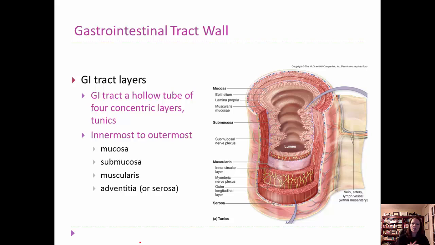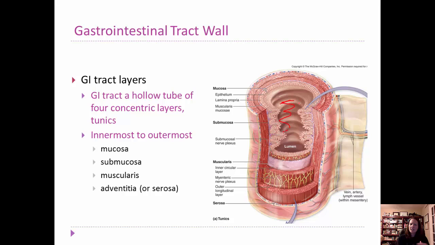So the innermost is going to be the mucosa, and that is going to be the one that is going to actually be in contact with the nutrients, the food and the water and things like that we are actually taking in right in here. And then the next one is going to be that submucosa, and then the muscularis, and then the adventitia or serosa. So we'll go through and talk about how some of our organs don't have a serosa. Instead, they have something called an adventitia.